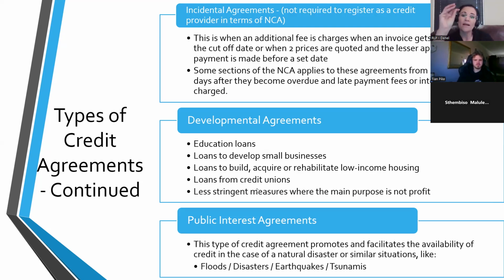But to some sections of an incidental agreement, the NCA will apply. And that's when it becomes a late payment. So let me give you an example. Okay, today I go to the doctor. Whilst at the doctor's offices, I leave and I don't check whether I have a bill because I have medical aid. But I was not aware that my medical aid funds were already depleted for the year, so I was actually supposed to pay in cash for that appointment. Now I have an outstanding bill at the doctor's office.